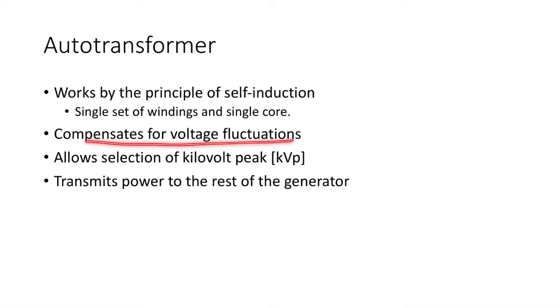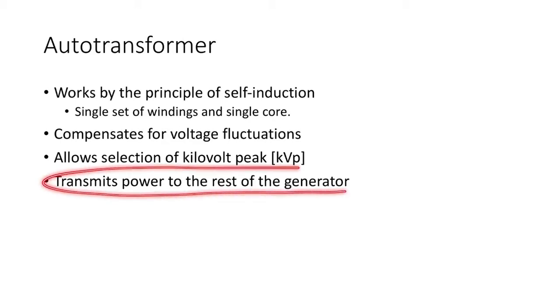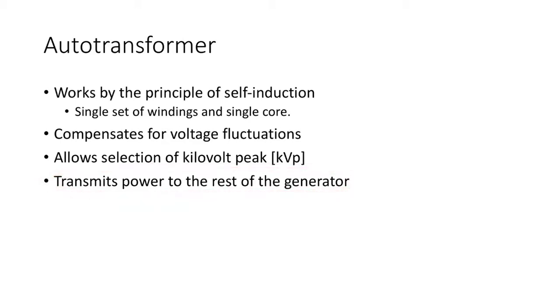It compensates for any voltage fluctuations from our input source, since we have no way of making sure that we're always getting 220 volts. It also enables the function of a kilovolt selector, and then it will transmit the power to the rest of the X-ray generator, to the rest of the X-ray machine. So that's the autotransformer and its functions.